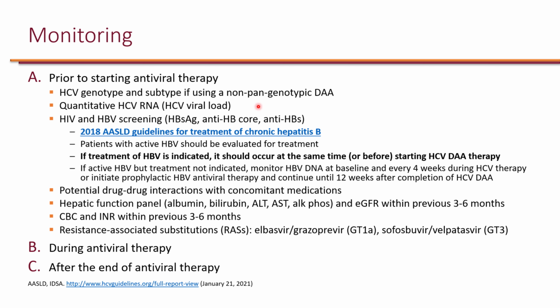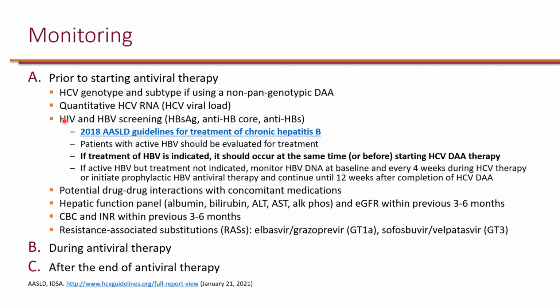Now, what we do need for all patients is to get a quantitative RNA viral load at baseline. So before we start, we need to know how much RNA is in the system, because that's how we can monitor to see if the treatment is actually working. Because once we start treatment, we want to see a drop quantitatively in the RNA viremia. And then we also need to screen the patients for HIV and Hep B.